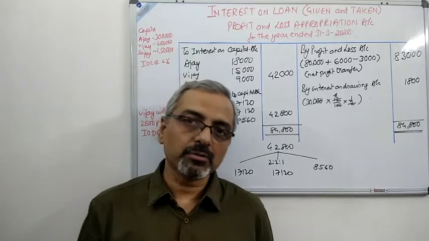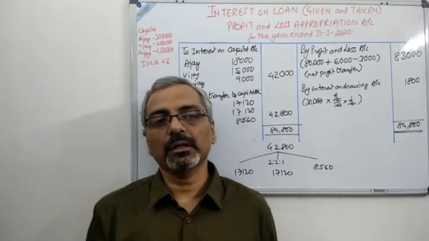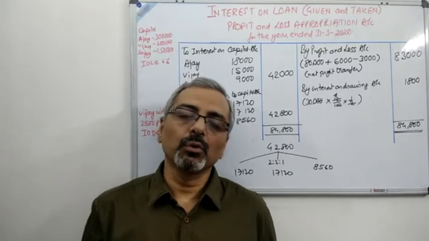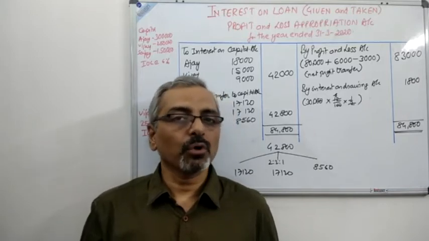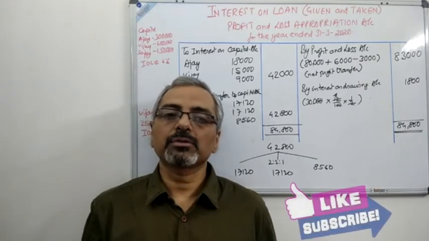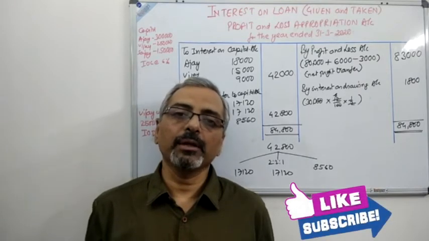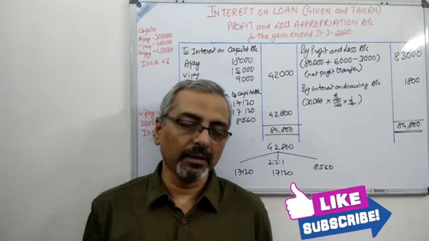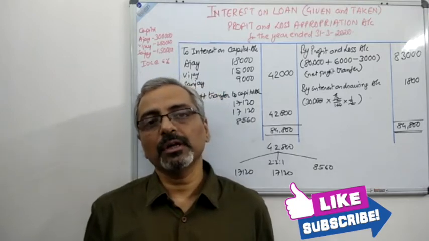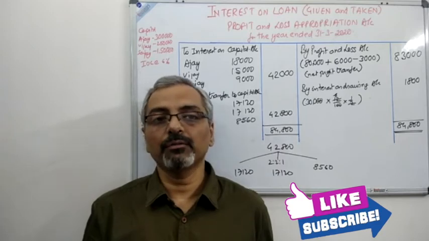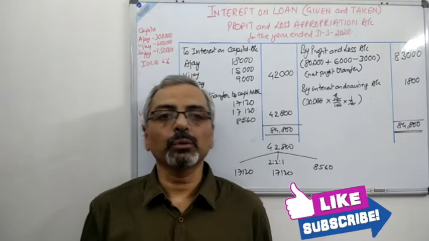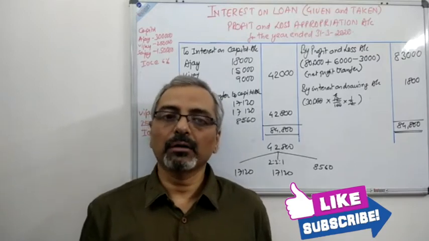What is the advantage to the partners? The advantage to the partner is that even if there is a loss to the firm, the interest on loan will be provided, which is not always in the case of interest on capital. Interest on capital is only provided when there is adequate profit. If there is not adequate profit, then sometimes the interest on capital may be provided in full, but that will be done later when we deal with how to treat losses in partnership.